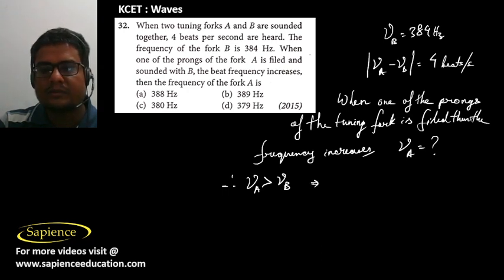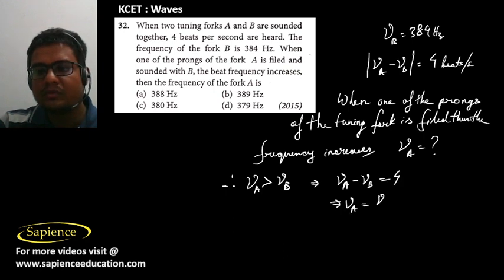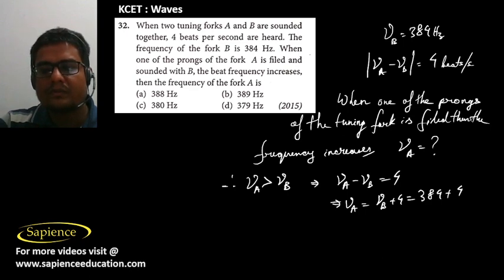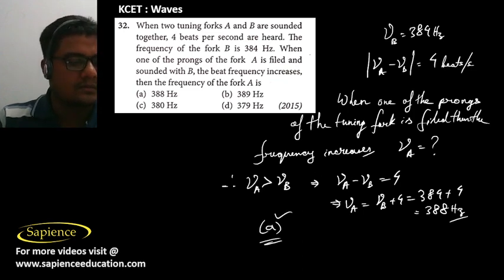Therefore nu A minus nu B is equal to 4. So nu A will be equal to nu B plus 4, that is 384 plus 4, equal to 388 hertz. So option A is the correct answer.